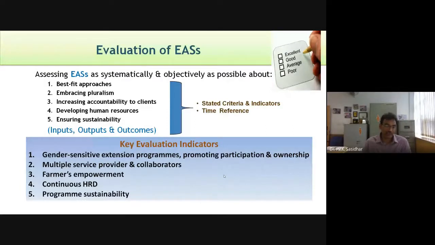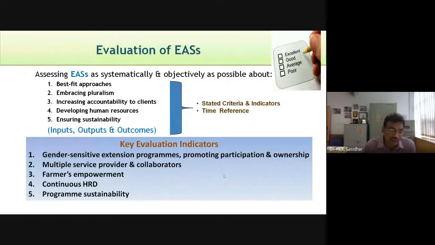Then key evaluation indicators. For example, best fit approach is one criterion. What could be some indicators for this? Gender sensitive extension programs, promoting participation and ownership, etc. This could be part of the best fit approach criterion. Embracing pluralism is multiple service providers and collaborators. The third one is farmers' empowerment, that is increasing accountability to the clients. When farmers are empowered, then automatically the accountability to the clients is increasing. Then continuous HRD, then program sustainability. These are some of the indicators that we need to take care of when we are stating these criteria.